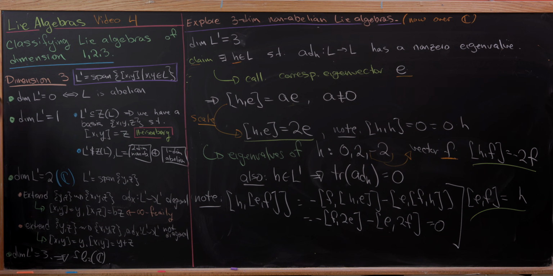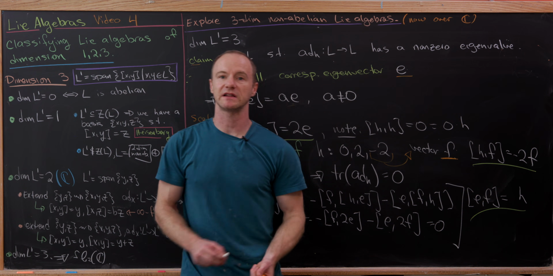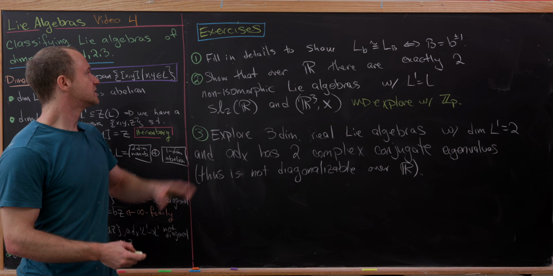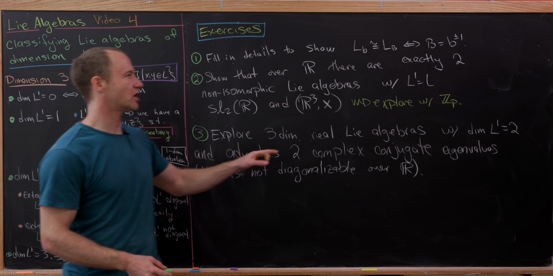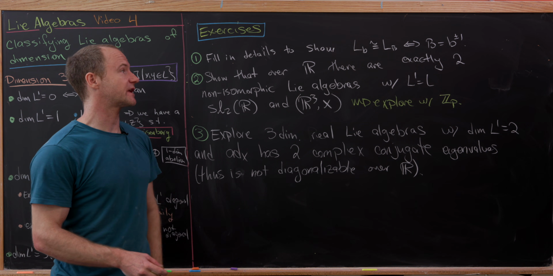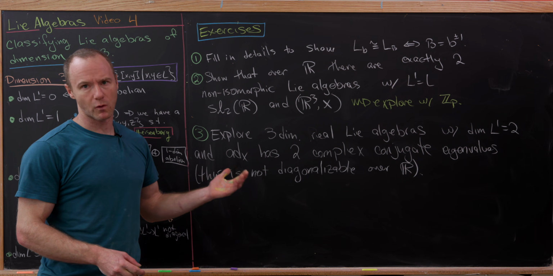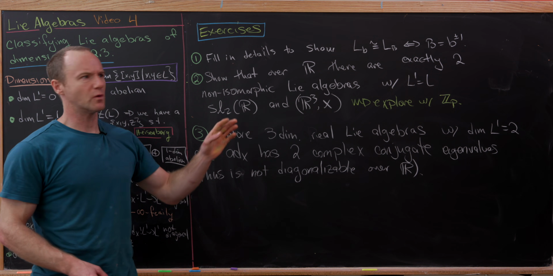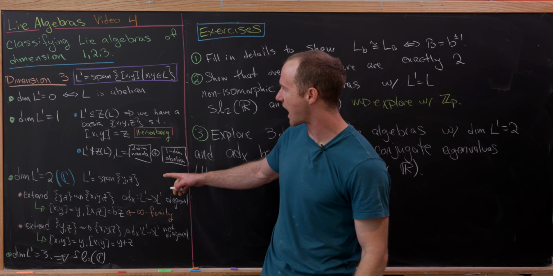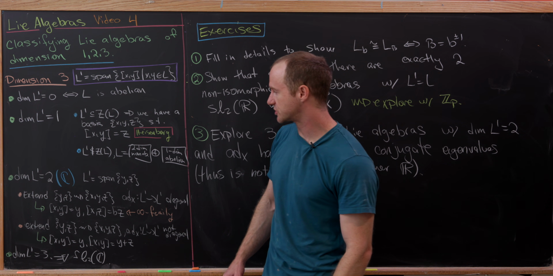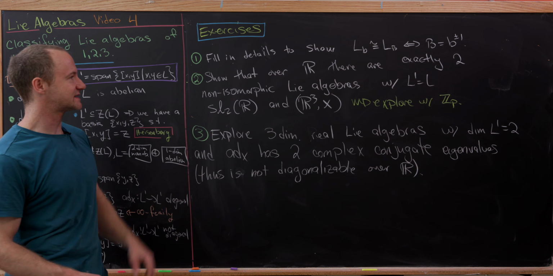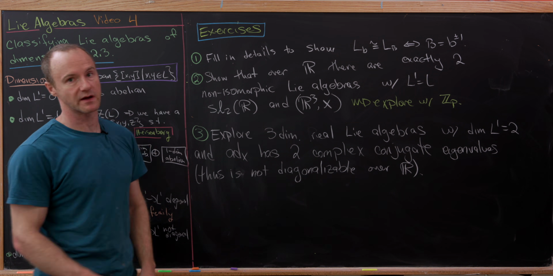We have SL2C. Okay, so now I'm going to leave you with some exercises. I've got 3 nice exercises that build off of what we did today. So the first is to fill in the details to show that L sub b is isomorphic to L sub capital B if and only if b and B are the same or they're reciprocals of each other. So where this showed up in the case where we're looking, down here at 3-dimensional Lie algebras where the derived subalgebra was dimension 2.